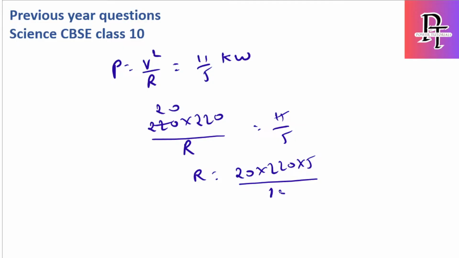So let's divide it now. 1 2 1 2, and 5 2 is also 10, so R is equal to 22 ohms. Got it? So we have covered the energy part, power part, and the resistance part as well.